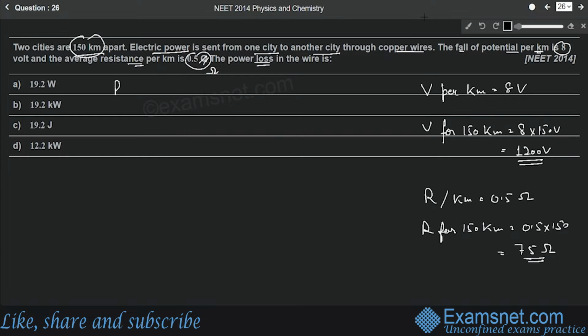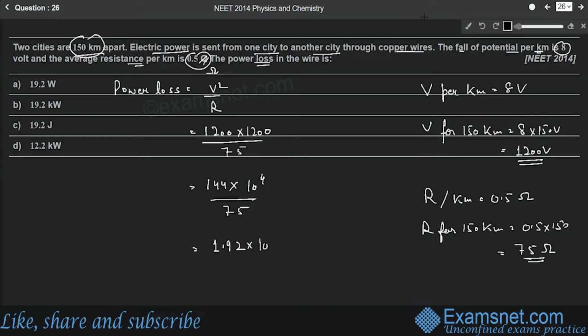So power loss is equal to V square by R. V is equal to 1200 volts, so V square, that means 1200 into 1200 upon the resistance, that is 75. So 12 into 12 is 144 into 10 to the power 4 upon 75. So this will be equal to 1.92 into 10 to the power 4.